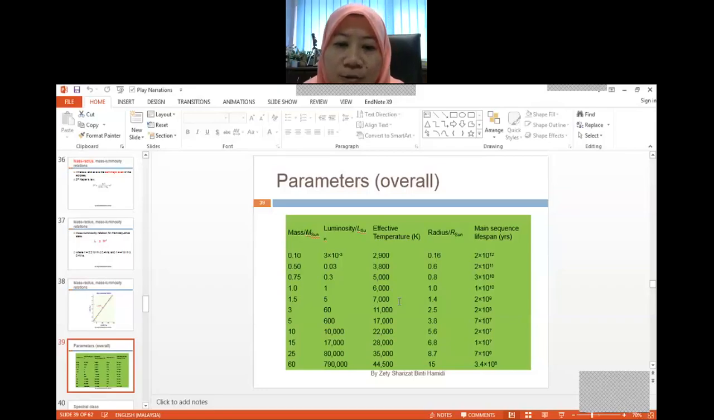So this all shows up to 60 solar masses. For example, even the Sun has one solar mass, and it has an effective temperature of about 6,000 Kelvin. So it shows that our Sun has a surface temperature of about 6,000 Kelvin. And of course, the lifespan is about 1 times 10 to the power of 10 years. So it still has billions of years here. And we can just imagine how about the other stars are.